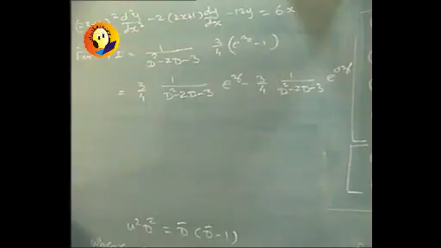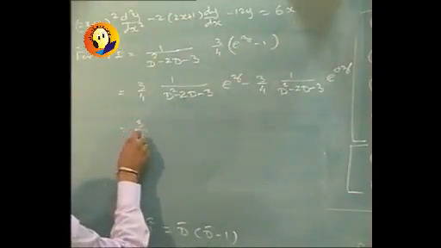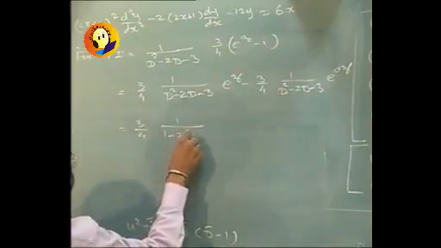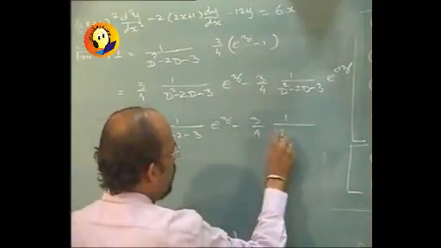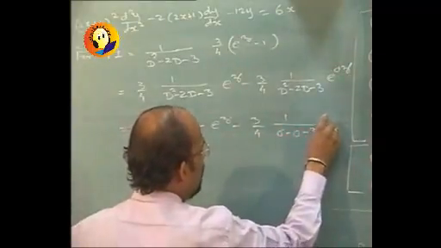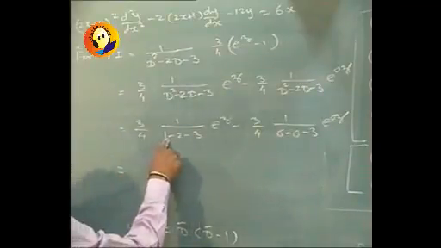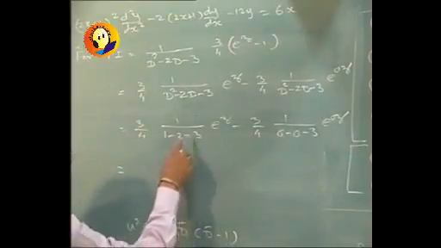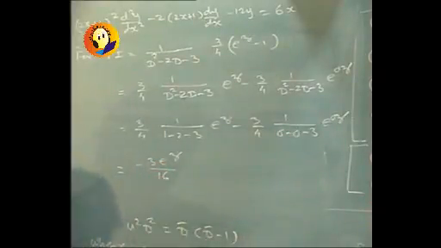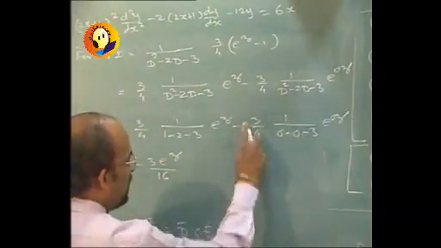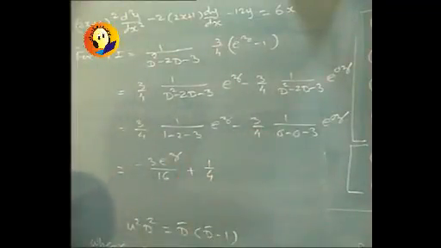The formula says replace D by a. A in this case is 1, so it can be written as 3 by 4 into 1 upon (1 minus 2 minus 3) e raised to z, minus 3 by 4 into 1 upon (0 minus 0 minus 3) e raised to 0z. 1 minus 5 is minus 4, so this will be minus 3 e raised to z by 16, and in the second case minus 3 cancels and you will have it as 1 by 4.